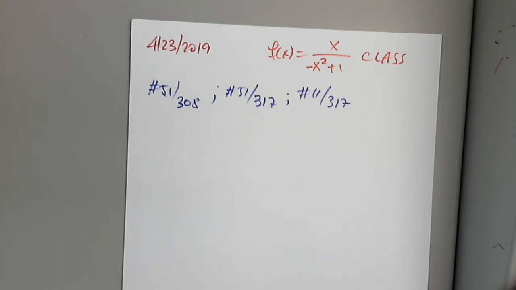308. Let's start with 308. Eventually I will get to 308. Okay, 312, I get to 310. Okay, 308, 51. Very good.